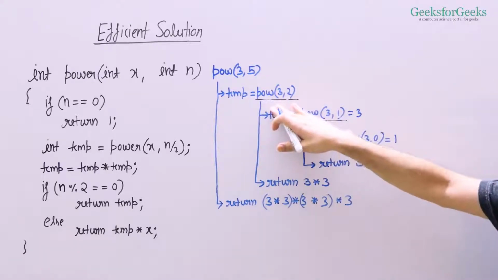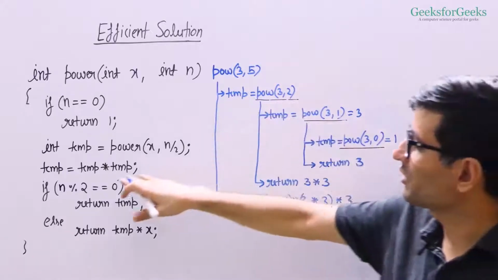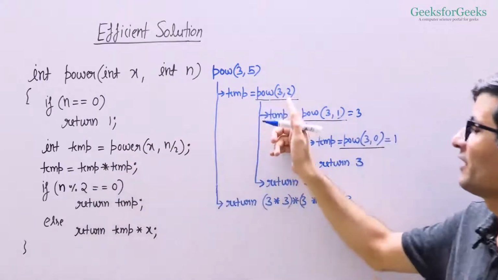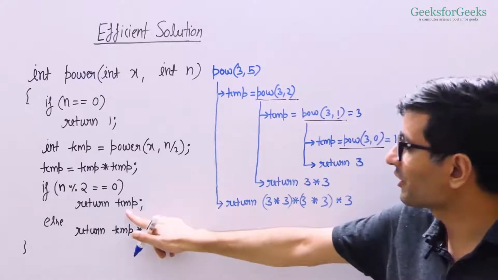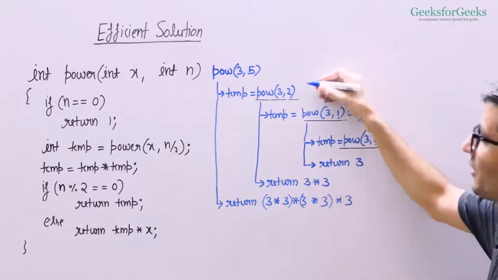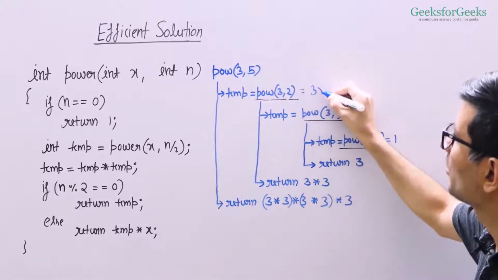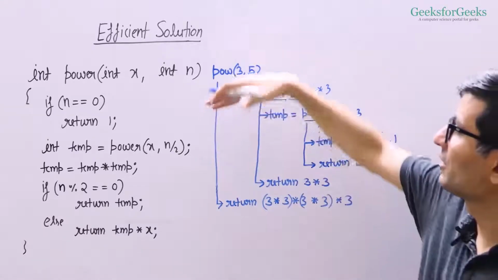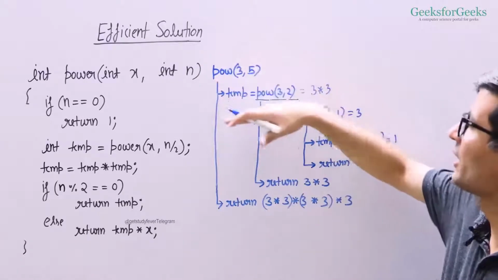And what this call is going to do, it's going to do 3 into 3 first, right? And n is even now, so it's simply going to return 3 into 3. That's what it returns. And when it returns 3 into 3, this is assigned to the temp variable in this call. And in this call, temp is now 9.